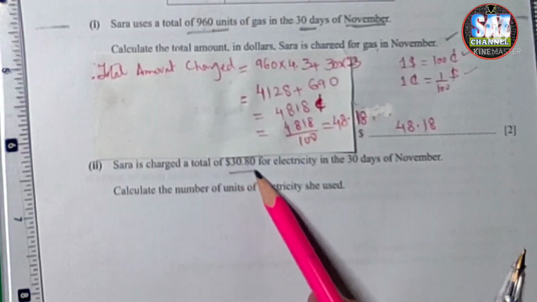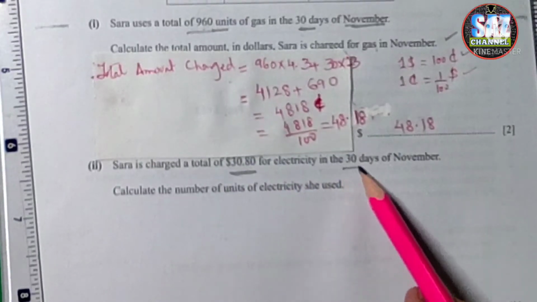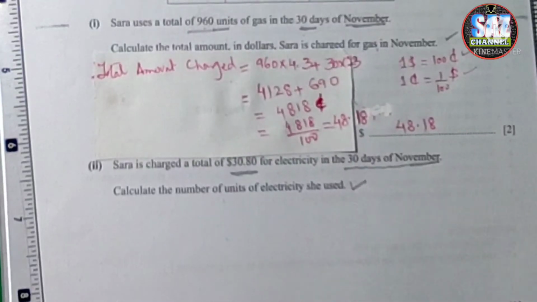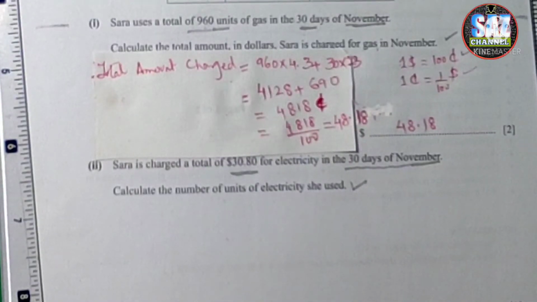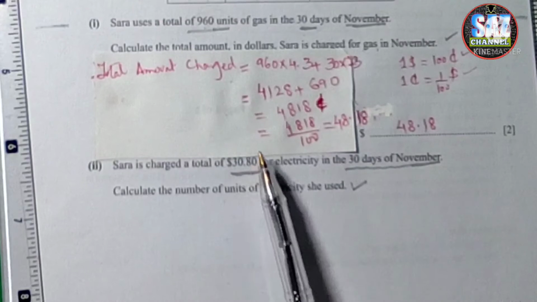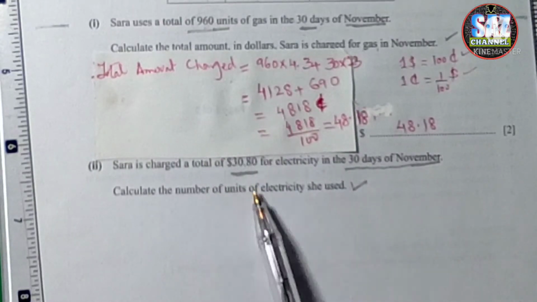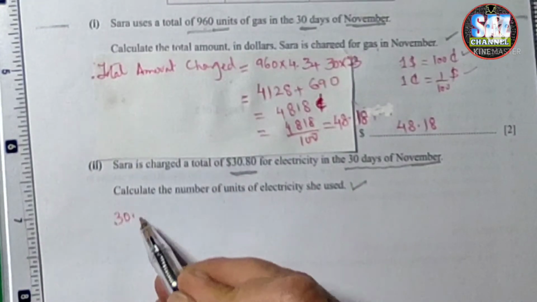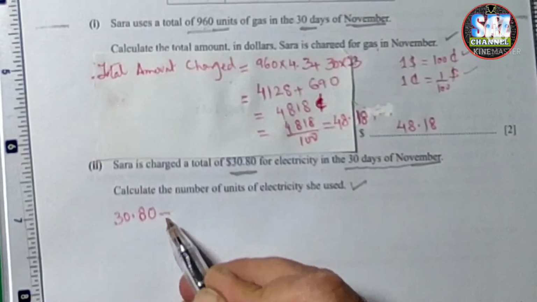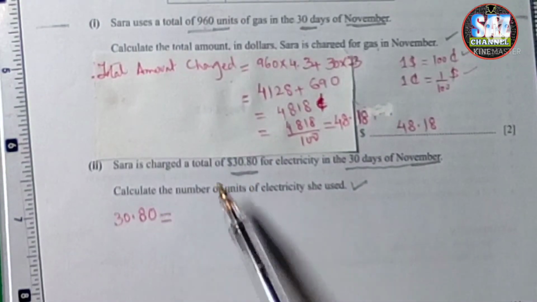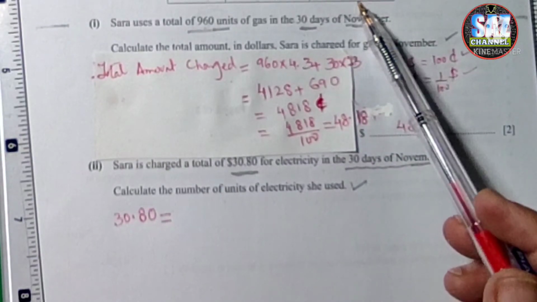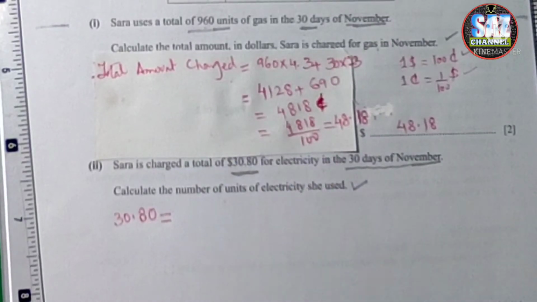Moving to the next part, it says that Sarah is charged a total of 30.80 for electricity in 30 days of November. Calculate the number of units of electricity used. Now in this case, we are not given how many units she has consumed for electricity, but it's given that she has to pay a total of 30.8. So 30.8, which is the bill that she has to pay, is equal to, now look, we are given the cost of 1 unit of electricity, but we are not given the number of units of electricity.